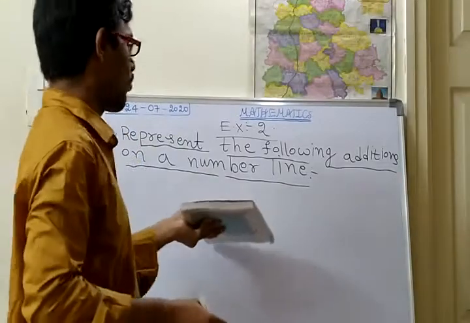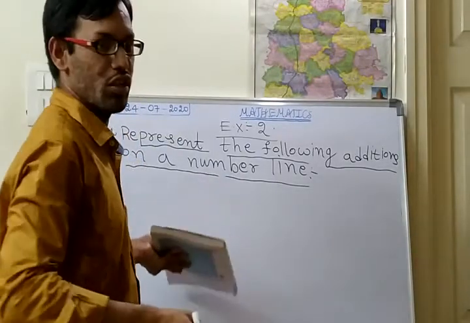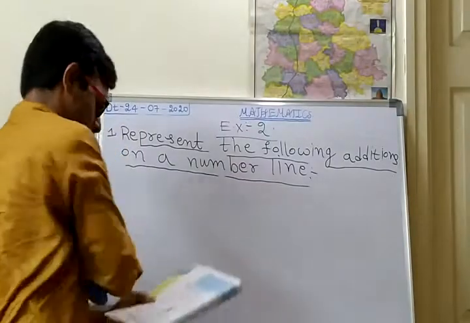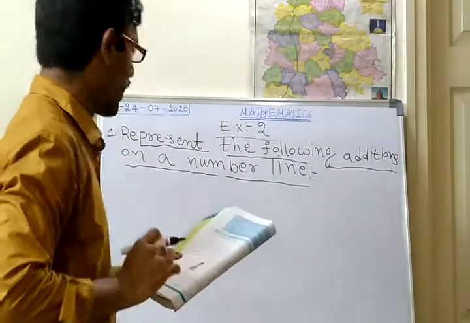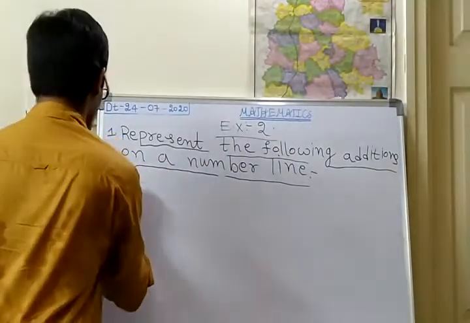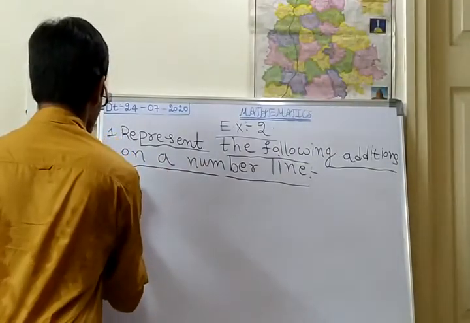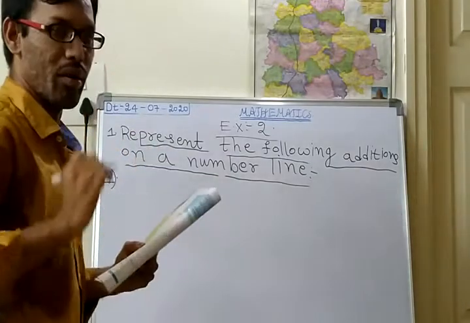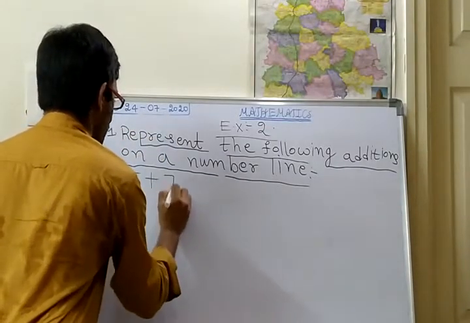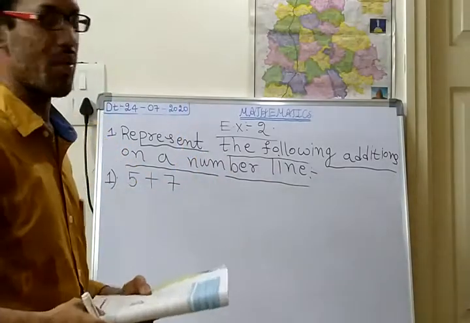So just now whatever we have done, that one only you should do in this bit. Okay, so see the questions here. In this bit there are 4 problems. Now I am explaining the first problem. Remember the problem number. So the first problem I am explaining is 5 plus 7.